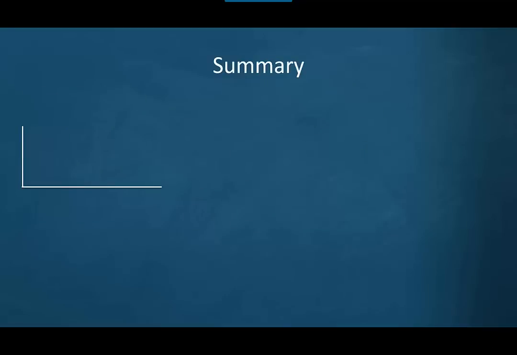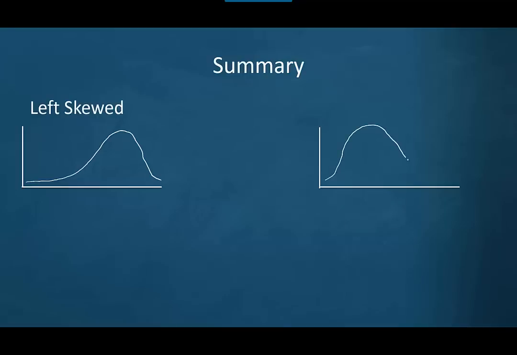Here's a summary of the different ways, at least at this point, we can describe the shape of the graph. I'm going to draw the graph, and you see if you can determine the shape of the graph. So this graph is going to be left skewed. Good. This graph is right skewed.